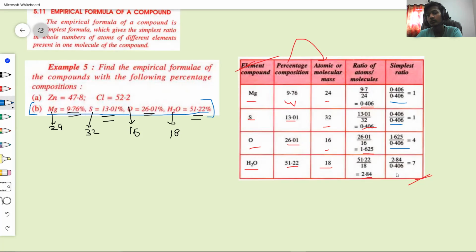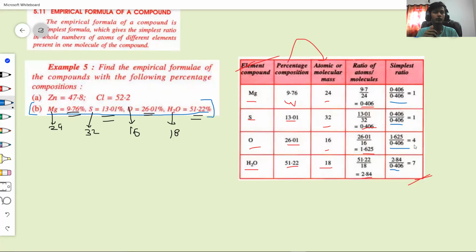Okay, so many times students have a problem to simplify the ratio. 1.625 by 0.406 is a bit complex. 2.84 by 0.406 is a bit complex. So you don't have to solve it exactly. Here you have to do smart work instead of hard work. You have to just make a wild guess. See 1.6 and 0.4. Just ignore the digits afterwards. You can ignore the digits after 2. So we have 1.62 and we have 0.4.